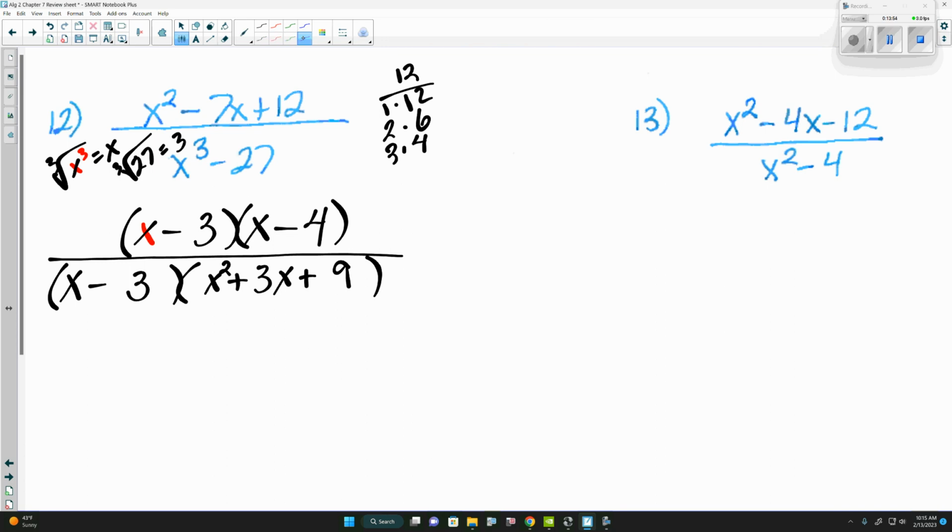Now we do have something in common on top and bottom, which is the x minus 3, and they would simplify out, telling us that x minus 4 is over x squared plus 3x plus 9.